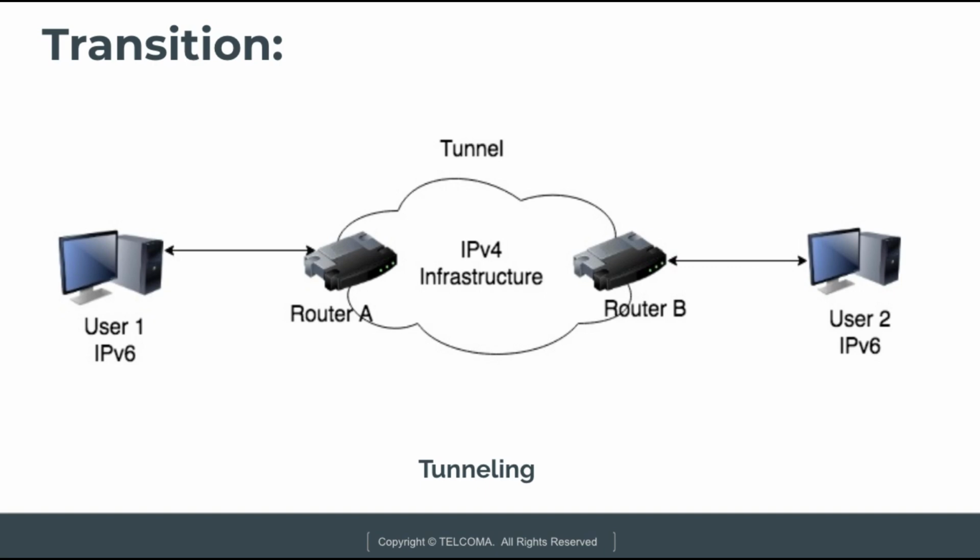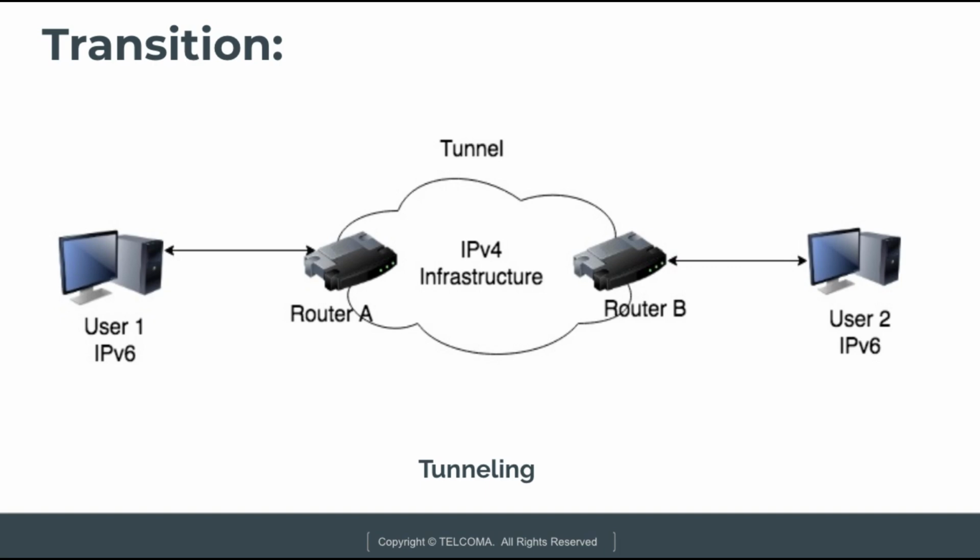Then this diagram shows the transition tunneling technique. That means here there are two users, user 1 and user 2, that are in IPv6 infrastructure, and they have to communicate together, but in between there exists an IPv4 infrastructure.